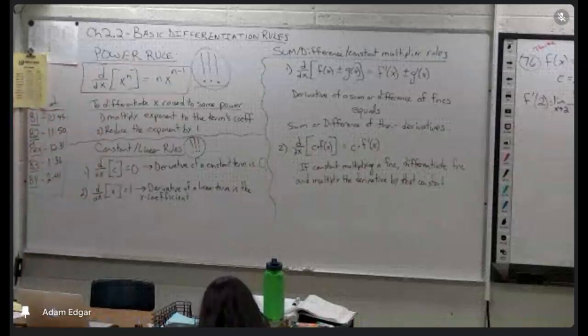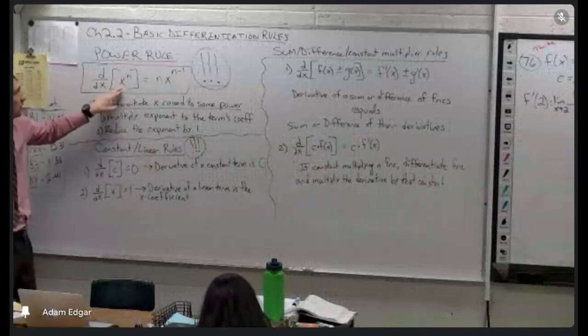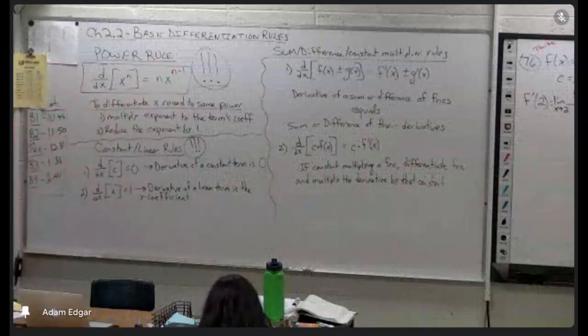Or it works with negative exponents. If you have the derivative to do of x to the -2nd, negative 2 times x to the negative third. Just make sure you subtract 1 correctly. So that's your power rule.